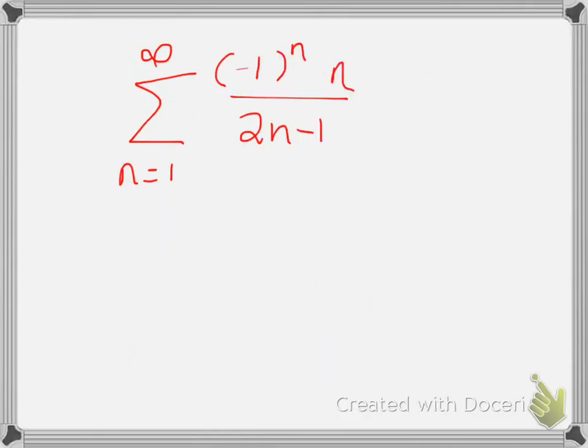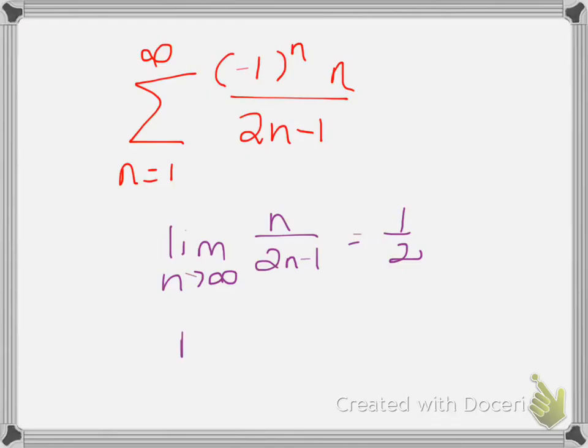Try that one by yourself. So the limit on this one as you approach infinity of 2 over 2n minus 1 is a half. So that means it diverges. You don't even have to do the other test. I don't even have to check the next condition because if one condition doesn't work, then it automatically diverges.